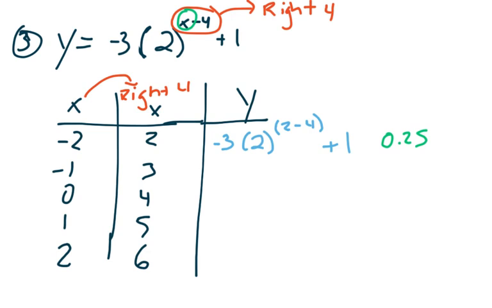Try the other ones. Once you have it set up in your calculator, you can just hit the up button and change the numbers that you need to. When you plug in 3, you should get negative 0.5. 4 should give you a negative 2. 5 should give you a negative 5. And 6 should give you a negative 11.